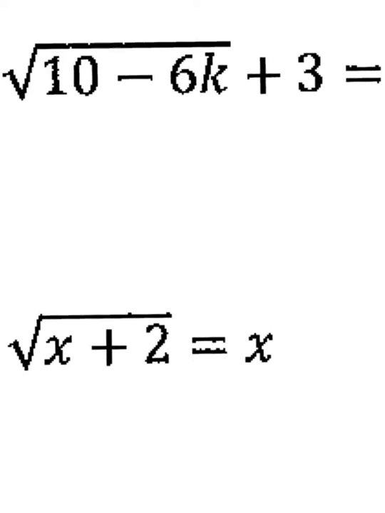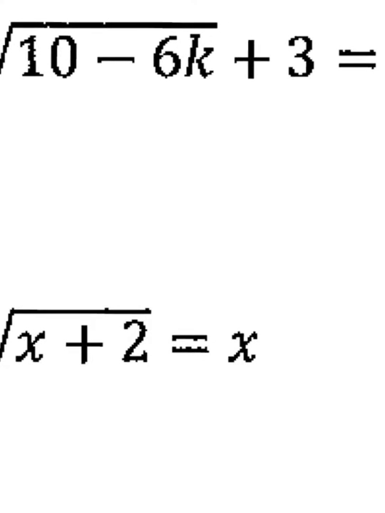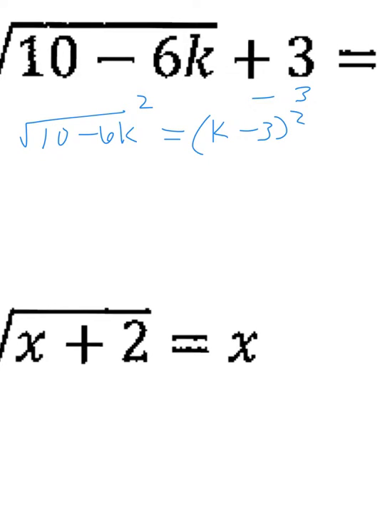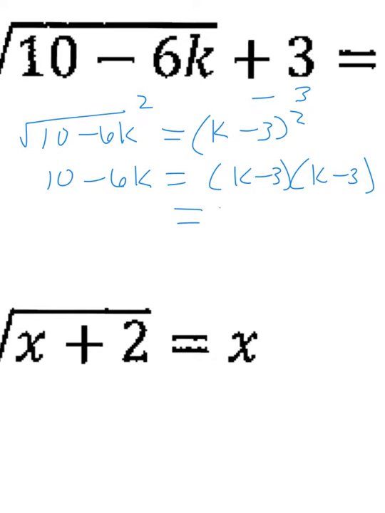Let's look at number 6 here real quick. Okay, so if I look at this, you still have the same rules. You still have to isolate. So we're still going to have to subtract the 3 off first. So I'm going to get the radical of 10 minus 6k equals, and then on the other side I have k minus 3. Now you're still going to have to square both sides, and since you've got a binomial, you're going to have to FOIL that out. So I have 10 minus 6k equals k minus 3 times k minus 3. So when I FOIL that, it's going to be k squared minus 6k plus 9.